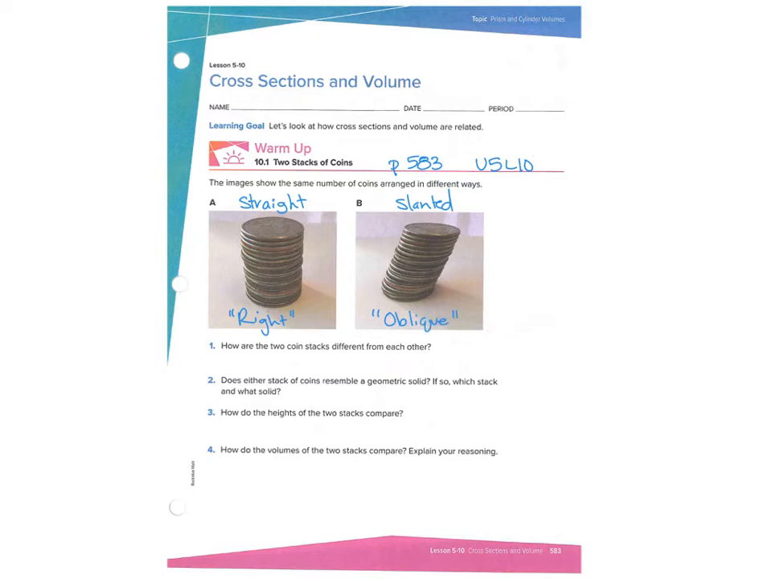So let's talk about the volume of this stack of quarters. In this stack, we've labeled how they are different from each other, and they resemble cylinders, and we know how to find the volume of a cylinder. The volume of a cylinder is the area of the base times the height, and in a cylinder, the base is a circle. So we generally write the volume formula as the area of a circle, pi r squared, times the height of my cylinder.